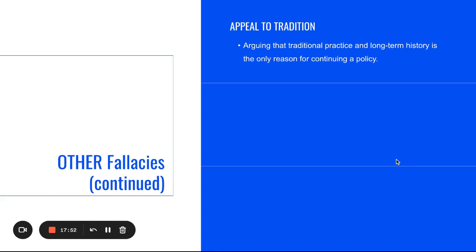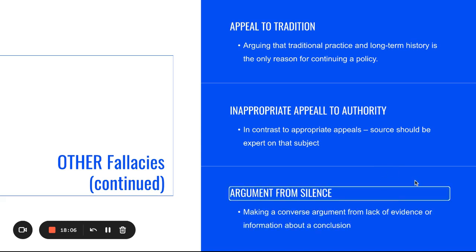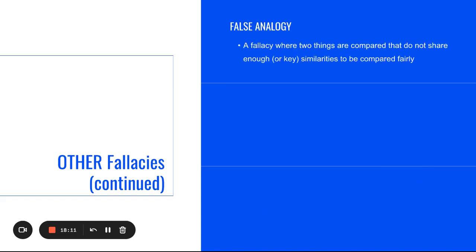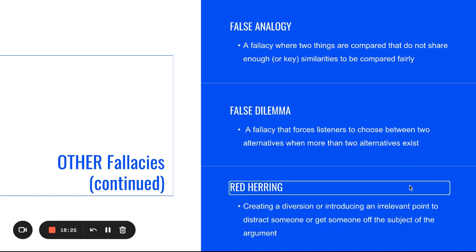Appeal to tradition, arguing that traditional practice and long-term history is the only reason for continuing a policy. Inappropriate appeal to authority. In contrast to appropriate appeal, sources should be expert on that subject. An argument from silence, making a converse argument from a lack of evidence or information about a conclusion. False analogy, a fallacy where two things are compared that don't share enough similarities. False dilemma, a fallacy that forces listeners to choose between two alternatives when more than two alternatives exist.